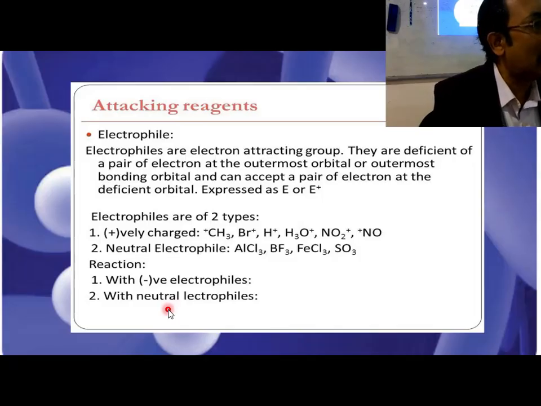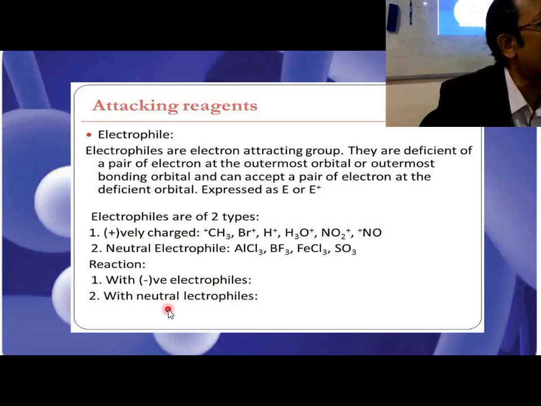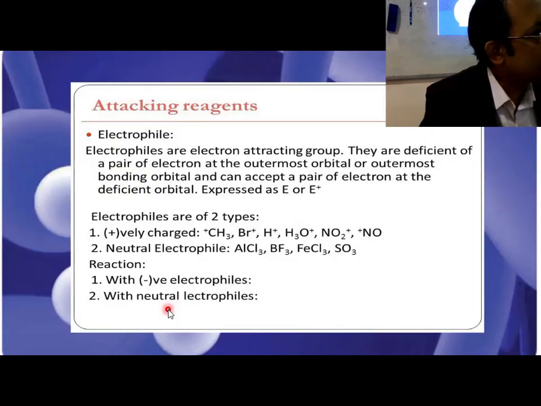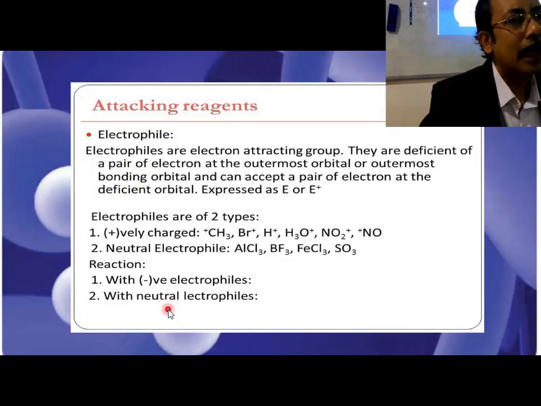Both are happening by uneven splitting. That is called heterolytic fission. Heterolytic fission means Br plus, Br minus, Cl plus, Cl minus. That way it is getting ionized. In that case, you get chloronium and bromonium ions as well as chloride and bromide. The electrophile is getting added up first. That's why we are getting electrophilic addition. First the electrophile gets added, then followed by the nucleophile.